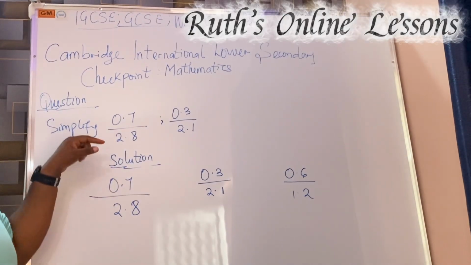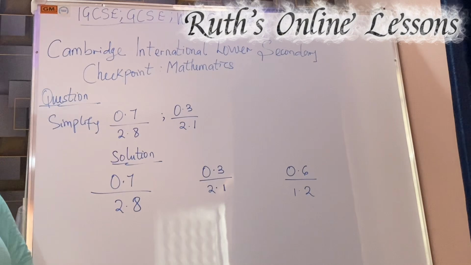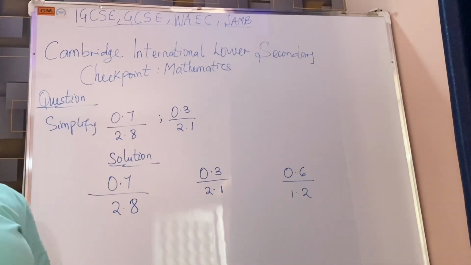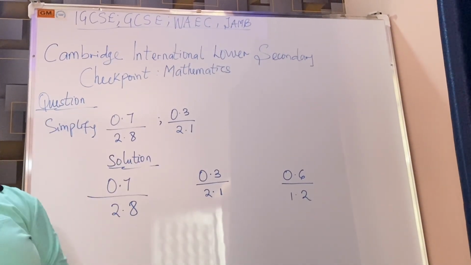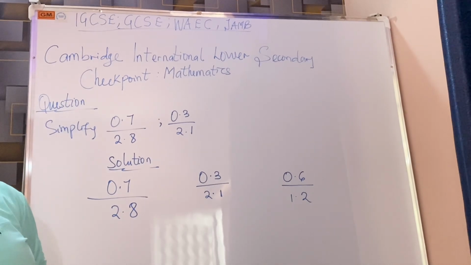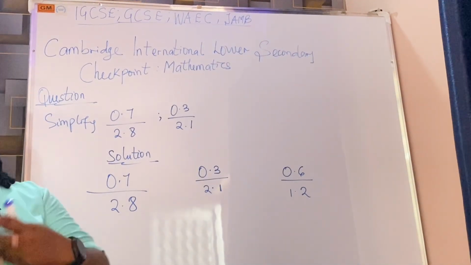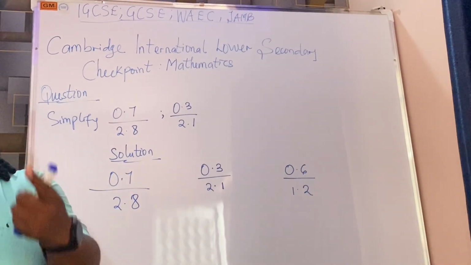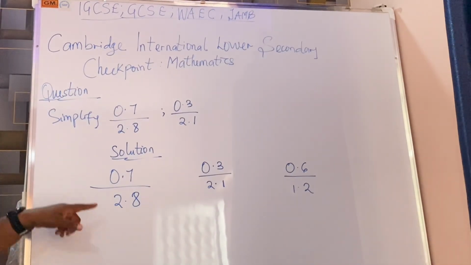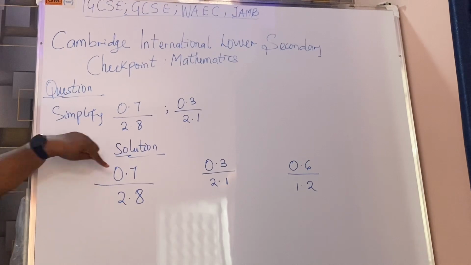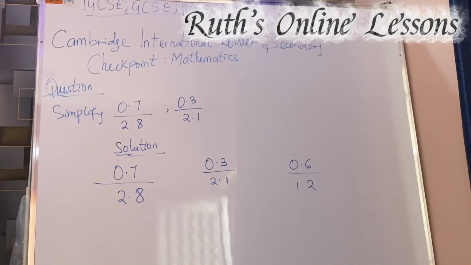So if we're given a fraction like this, 0.7 over 2.8, and we are asked to simplify, it means we need to reduce to the lowest term. And to reduce to the lowest term, what do we need to do? Use a common factor. But in this case, there is a challenge. The challenge is this is a decimal, this is a decimal. So what do we need to do?